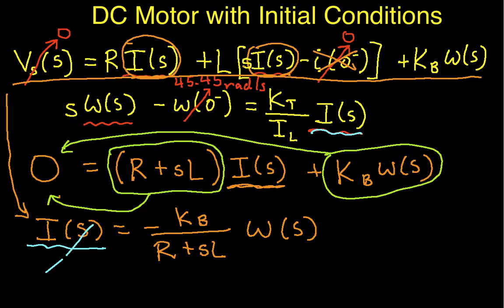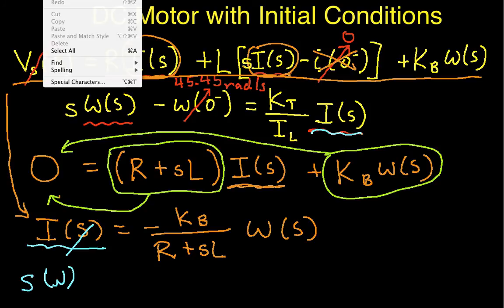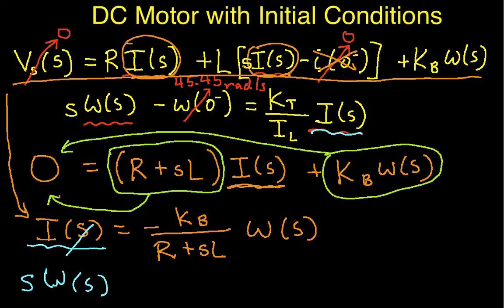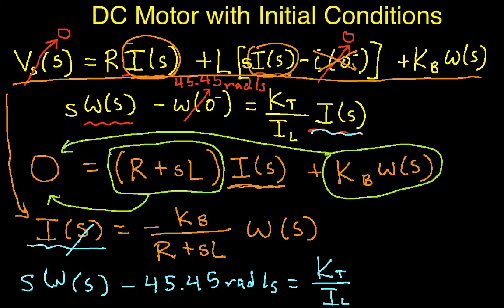So when I do that, I'm going to have, here we'll make that line go away, I don't know what happened there. I'm going to have s times omega of s minus 45.45 radians per second is equal to kt over Il times minus kb over r plus sl times omega of s. Okay, so there you can see it.